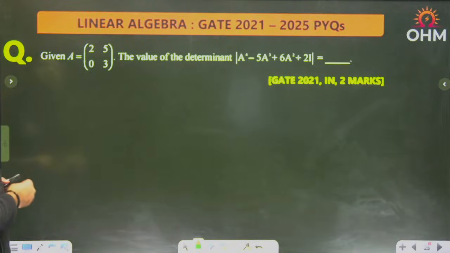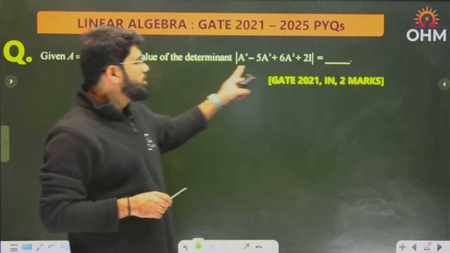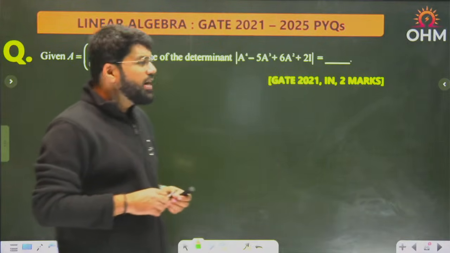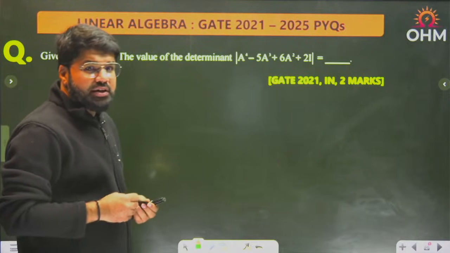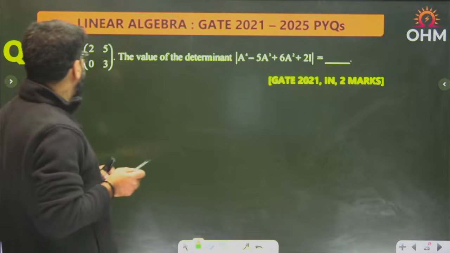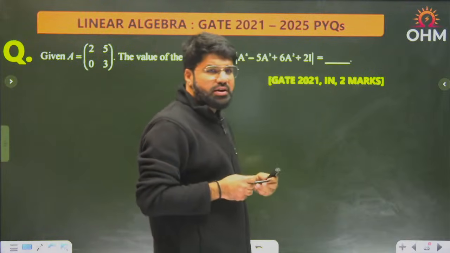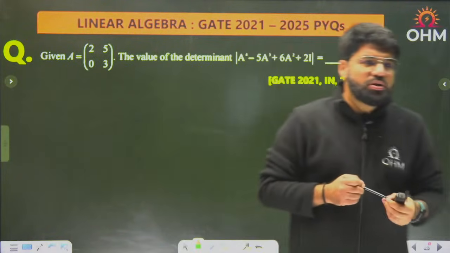Given A equal to 2503, find the value of the determinant. Now see again, the question looks like a typical question. It looks complicated, but it is not. Somebody might think, okay, given the matrix A, first I have to form A power 4, A cube, A square, etc. Then only I'll be able to solve this question.